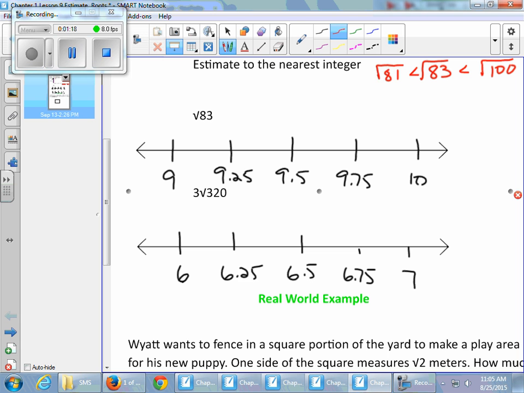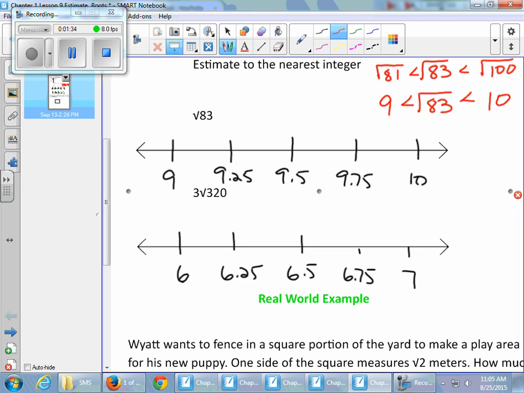We just saw 9 times 9 is 81, so that is there. Square root of 83, we still don't know what that is yet. And the square root of 100, we just did 10 times 10. So we know the square root of 83 falls somewhere between 9 and 10.